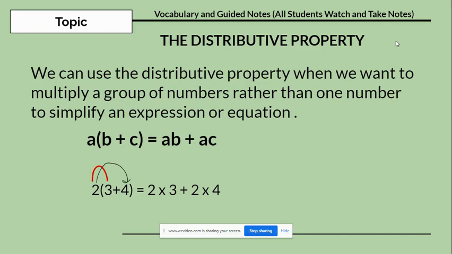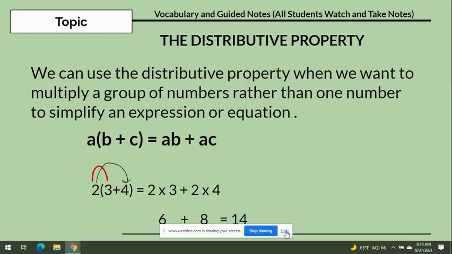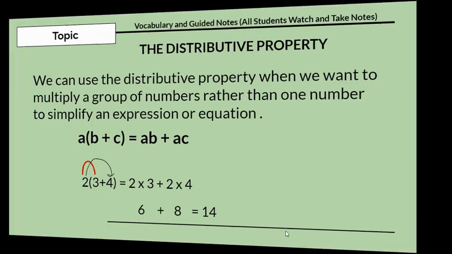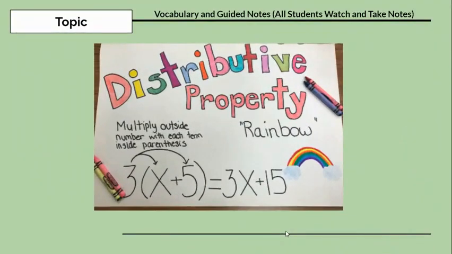You can think about it like drawing rainbows to each number. We talked about it like that last year. Again, remember rainbows, colors. If you want to help yourself, do it 3 times x. This example is with a variable. We'll do a couple of those. And 3 times 5, 3x plus 15. And then that's how it's simplified.